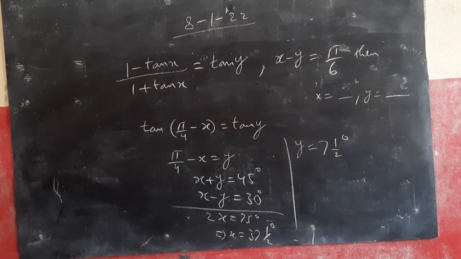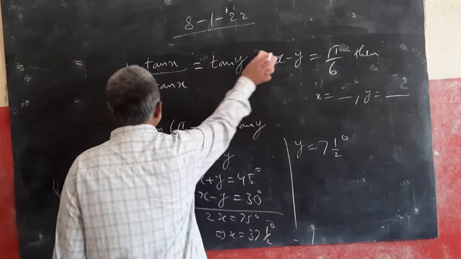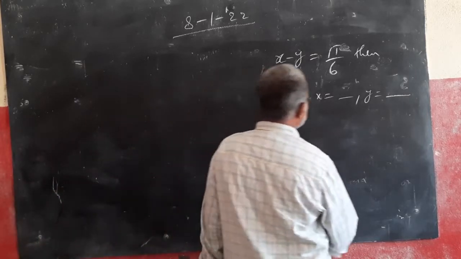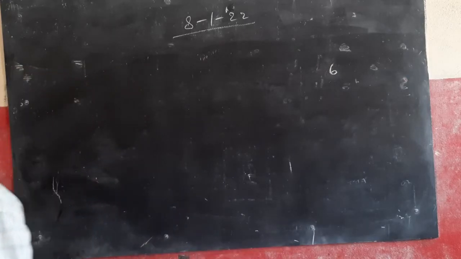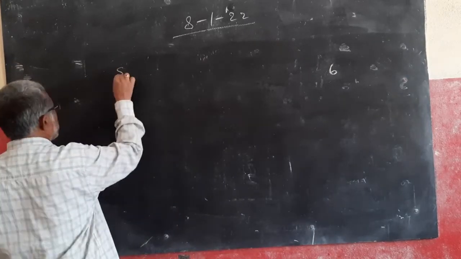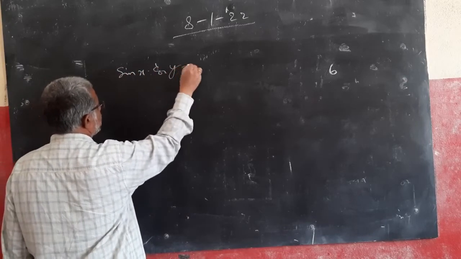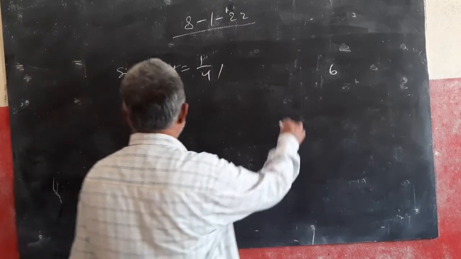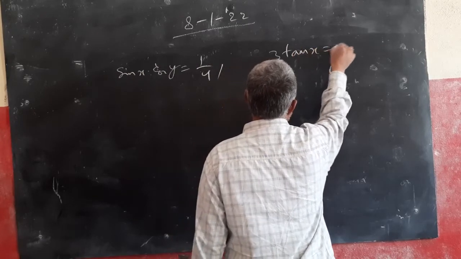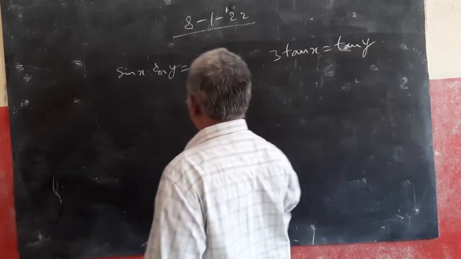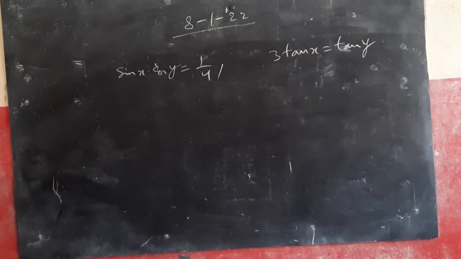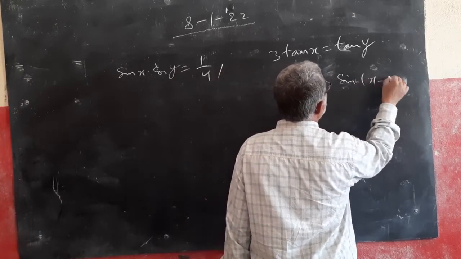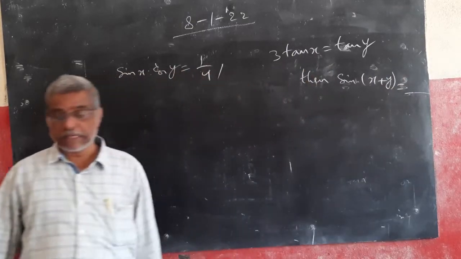Next one is also simple. Sin x into cos y equal to 1 by 4, comma, 3 tan x equal to tan y. Then sin of (x plus y) equal to dash.